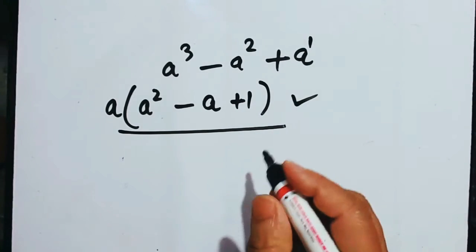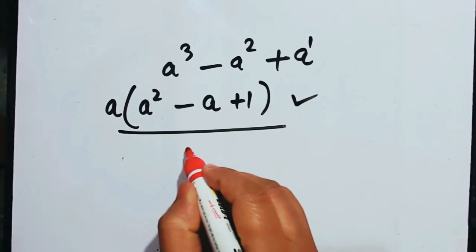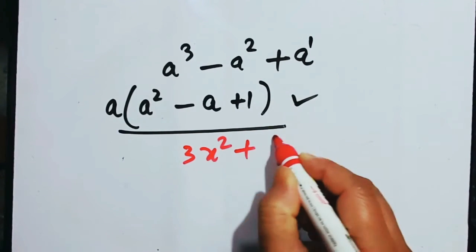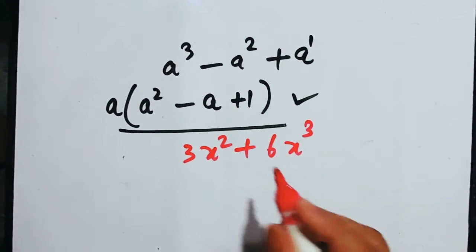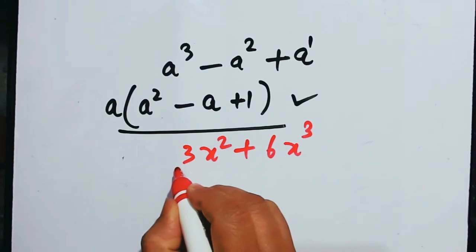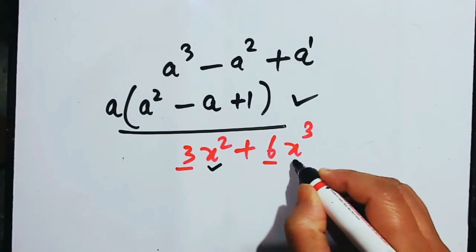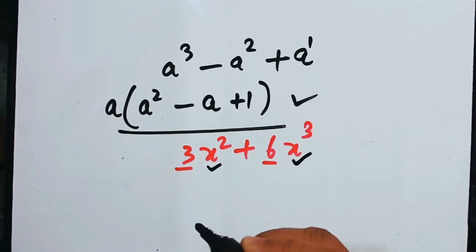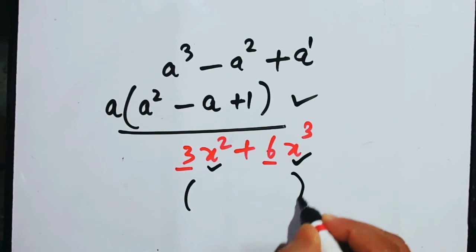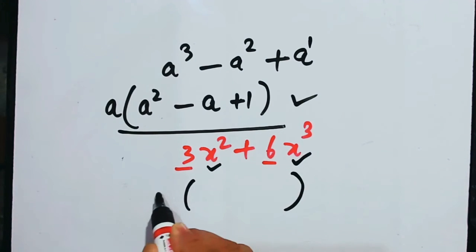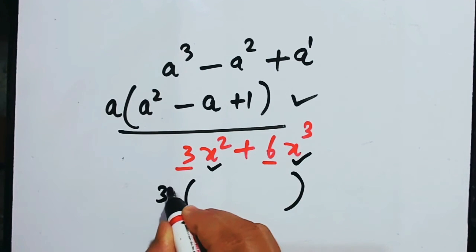Now when we come to number 3, it is the same as the other one, but here you have, for example, 3x square plus 6x cube. Here I have to find out the HCF of not only the numbers 3 and 6, but also of these two algebraic terms. Let us put them into a bracket. Now the HCF of 3 and 6 is 3, and the HCF of x square and x cube is x square.